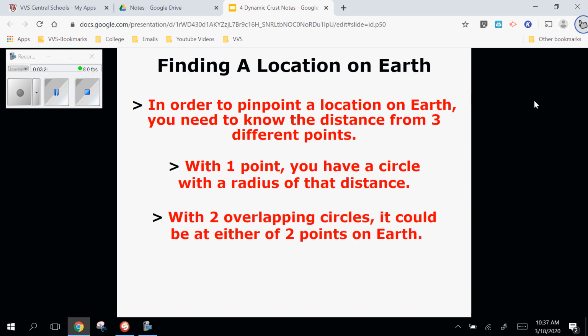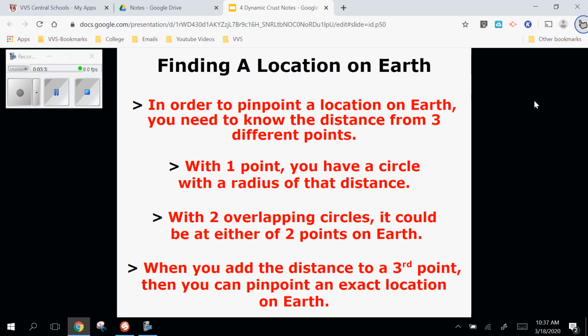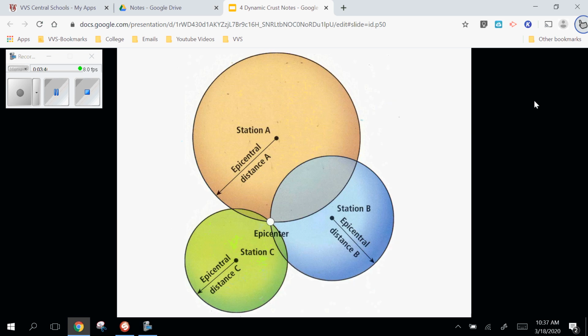If you have 2 points, you end up with 2 circles that overlap. And if it has to be on both circles, it can only be where the 2 circles overlap. But it still only gives you 2 possible points. So now with the third circle, you can pinpoint an exact location. That's how GPS works. It figures out how far away you are from 3 different cell towers, and then it can pinpoint your location. Well, we're going to do the same thing with earthquakes.